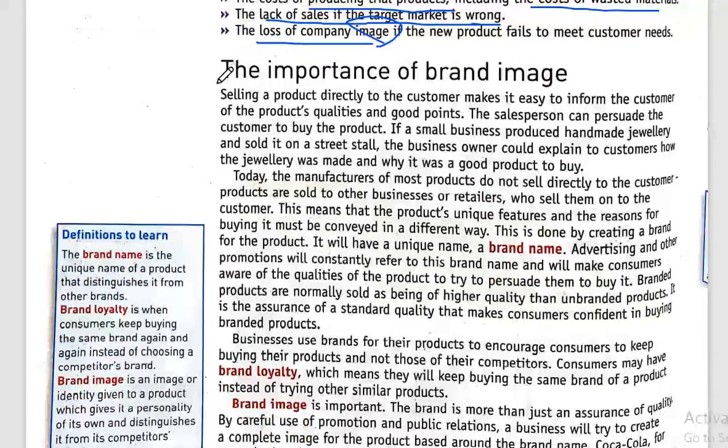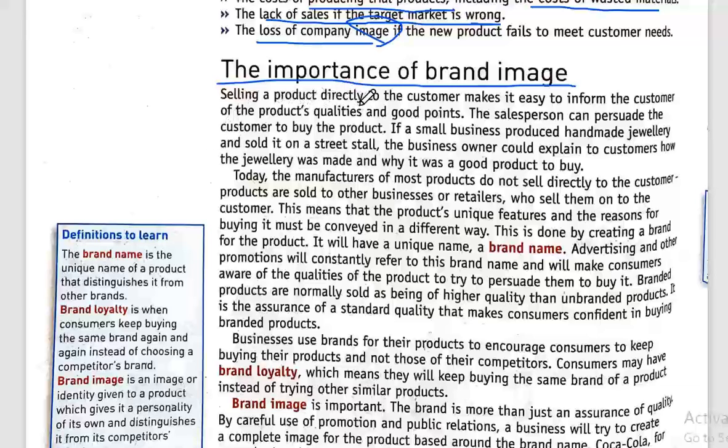So over here, the importance of brand image. As we said, if my new product didn't meet the customer needs, it's going to allow the company to lose its image. That's why it leads us to why it is important to have a good brand image.